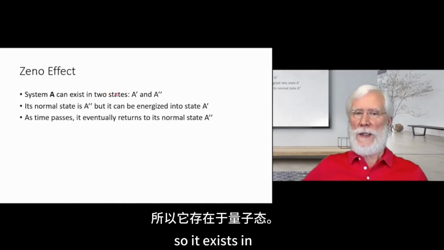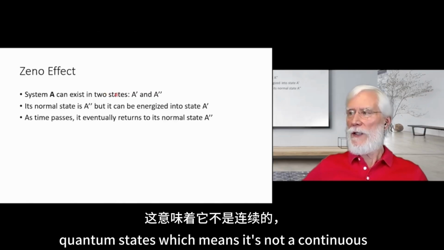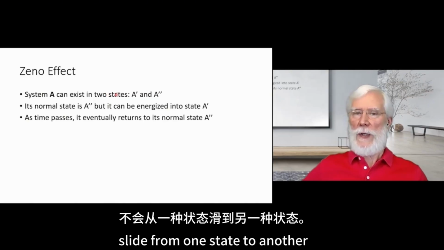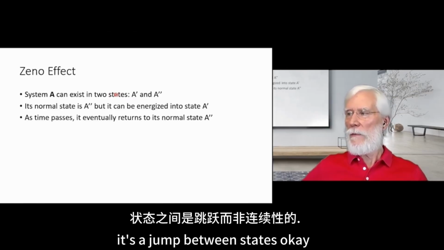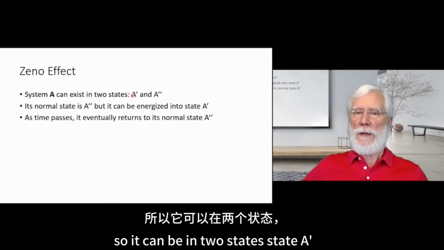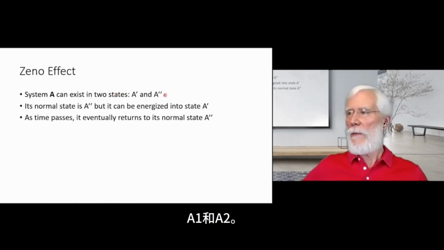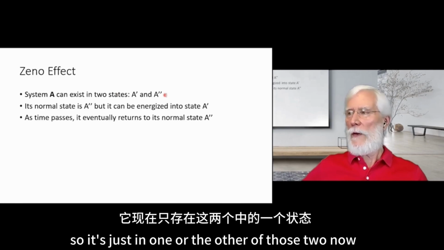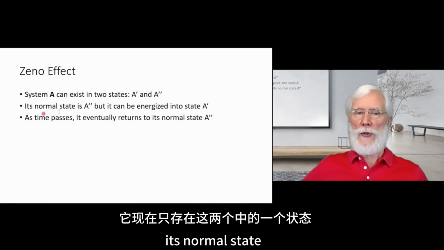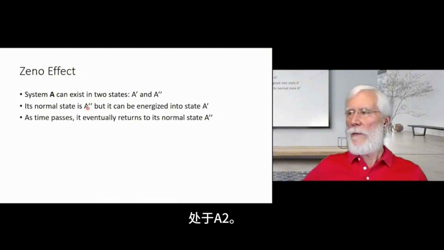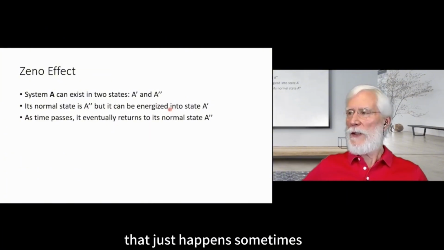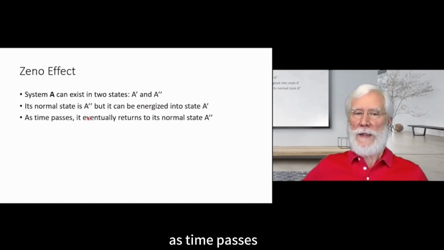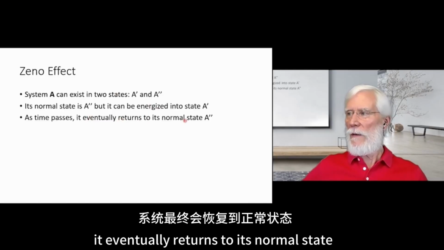So it exists in quantum states, which means it's not a continuous slide from one state to another. It's either in one state or it's in the other state. It's a jump between states. Okay? So it can be in two states, state A prime and A double prime. So it's just in one or the other of those two. Now, its normal state is A double prime, but it can be energized into a state A prime. That just happens sometimes. As time passes, it eventually returns to its normal state, A double prime.